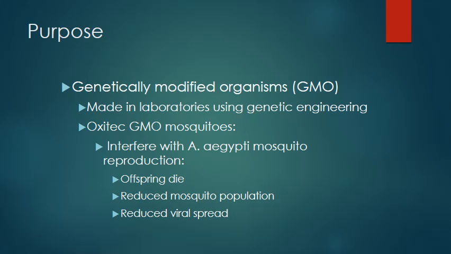We will discuss this in more detail later, but the particular mosquito GMO I will be discussing is created by a company called Oxitec. And what they do is interfere with the Aedes aegypti mosquito reproduction, causing the offspring to die. Therefore, the objective is to reduce the mosquito population and consequently reduce the spread of diseases.